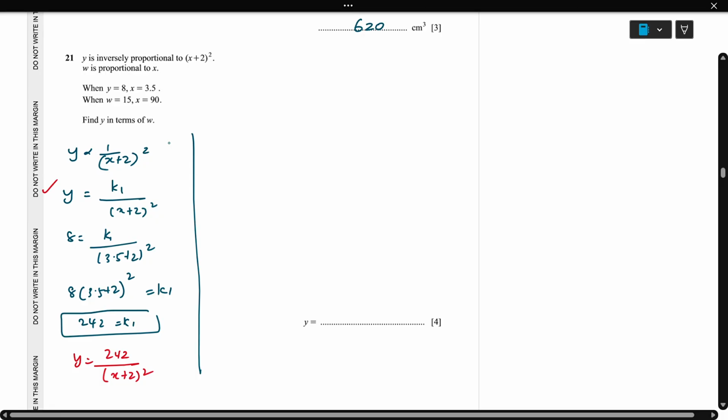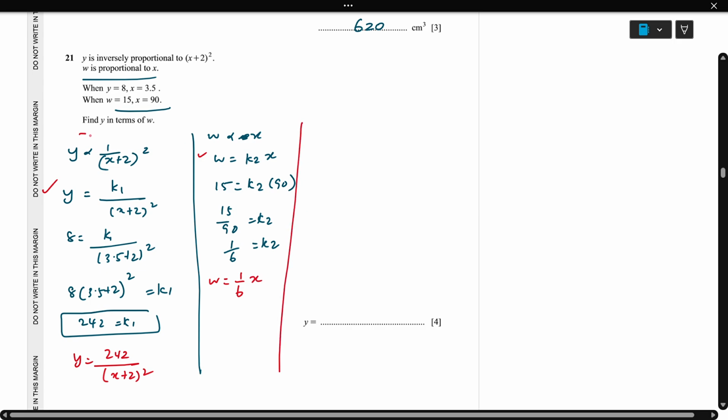Next part, second: w is proportional to x, which is w equal to k2 of x. So already we took k1, so I'm taking k2. Here w and x values are given, which is 15 equal to k2 into 90. So 15 over 90 equal to k2, so 1 over 6 equal to k2. So just plug in here, so w equal to 1/6 of x.